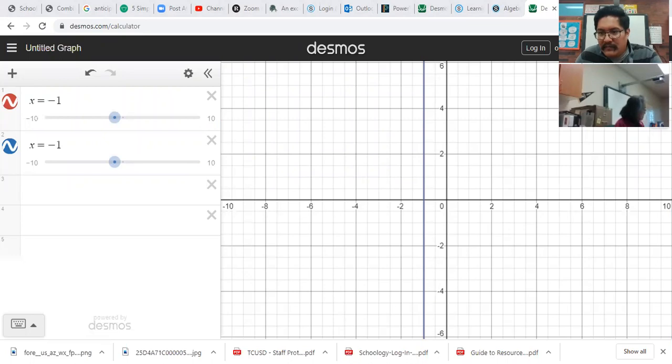So let's go ahead and go to filling out the domain. So in this case, the domain is x equals -1. That's the only value we can pick. And range, in this case, here we can go with all real numbers again.